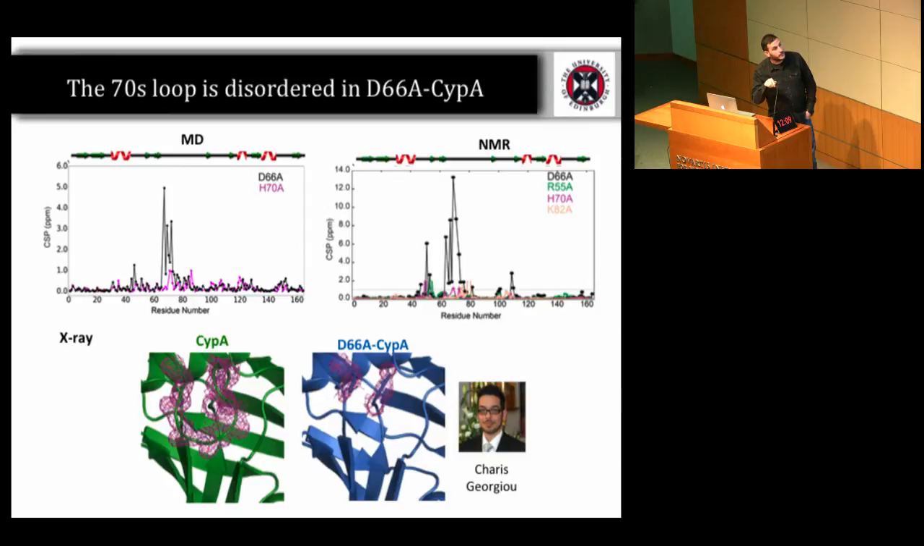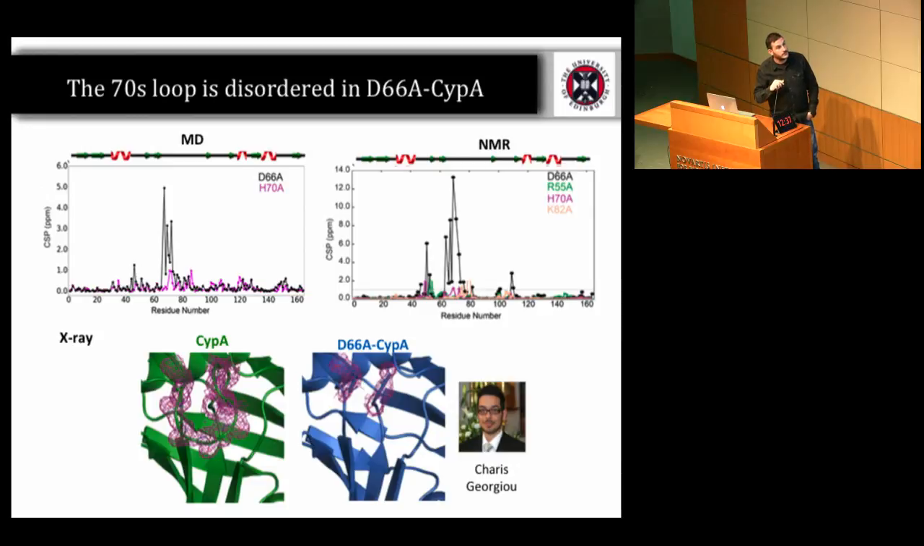And also in collaboration with Harris in Edinburgh, we got a crystal of both the wild type protein, where you can see nicely the electron density of the loop, and of the mutant, where the electron density of the loop cannot be found. And so that hints, again, to a disordered state of the loop.